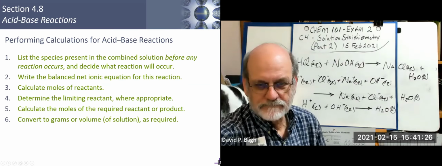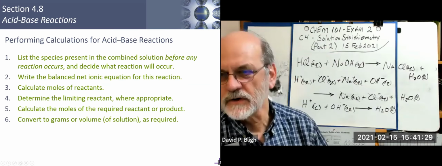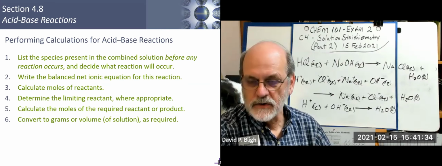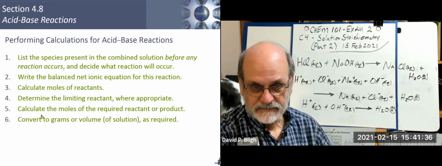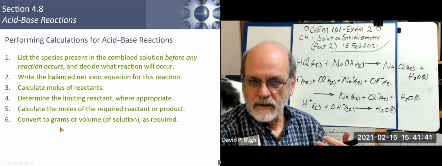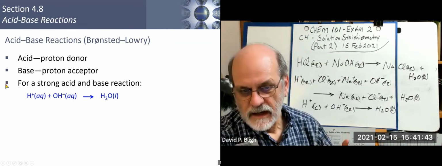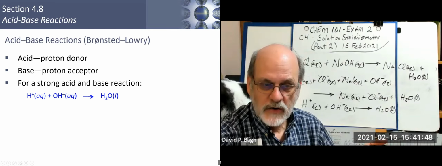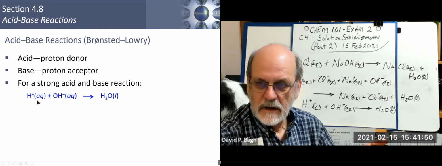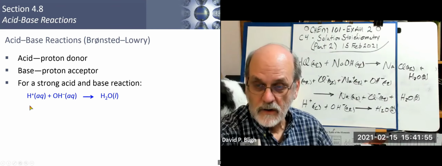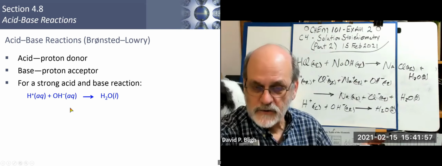Okay, the procedure for doing an acid-base reaction is almost identical to a double replacement. So what that means is this is your net ionic equation for an acid-base reaction. So all you need to know is how many moles of proton are going into the reaction, how many hydroxyls go into the reaction, and that produces so much water.